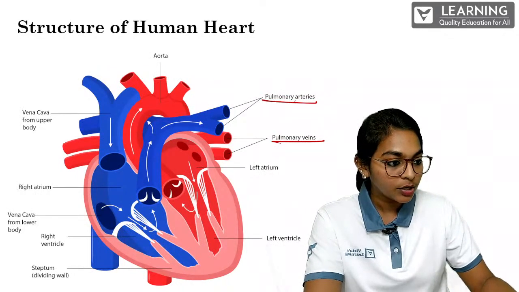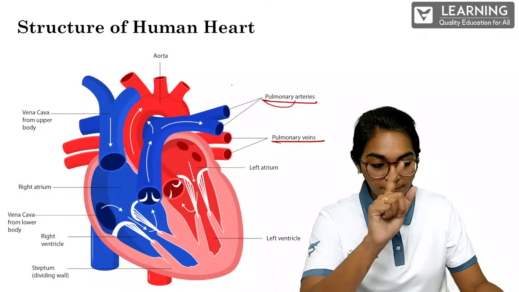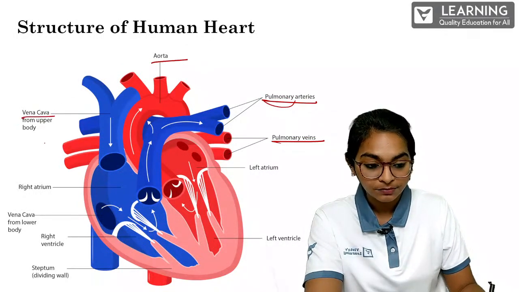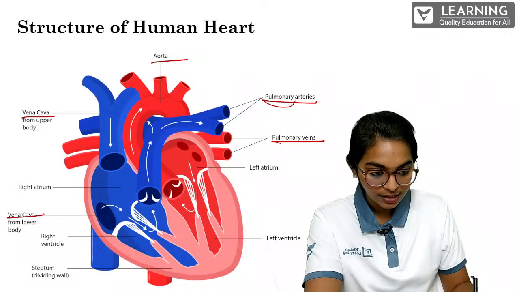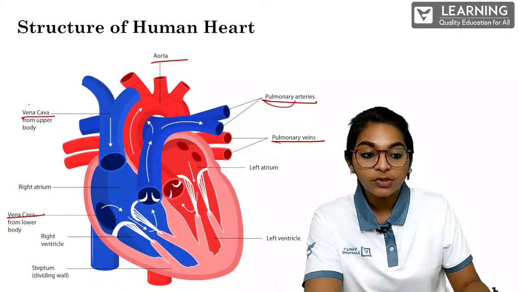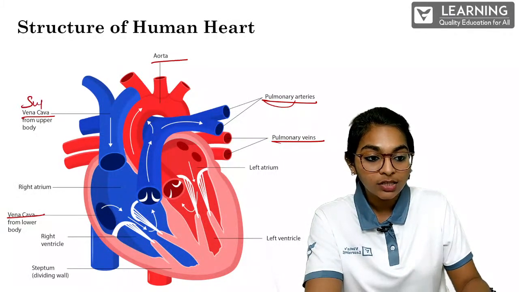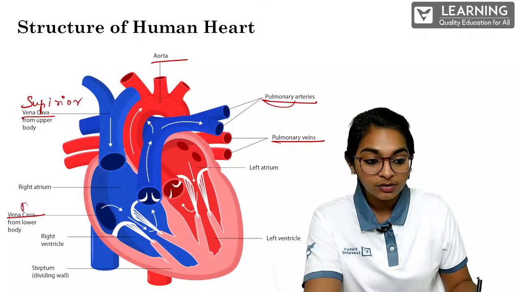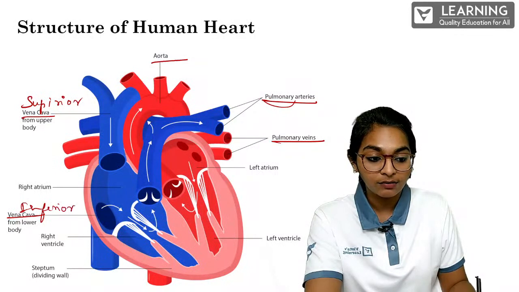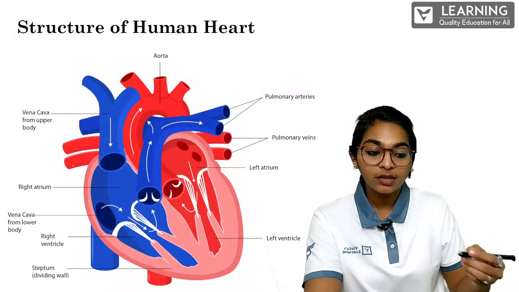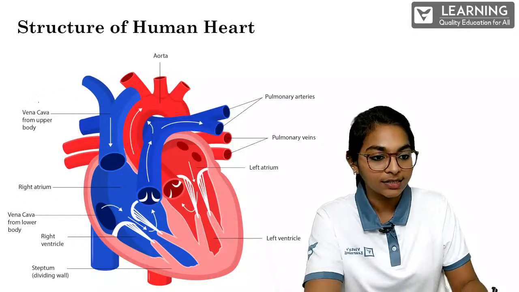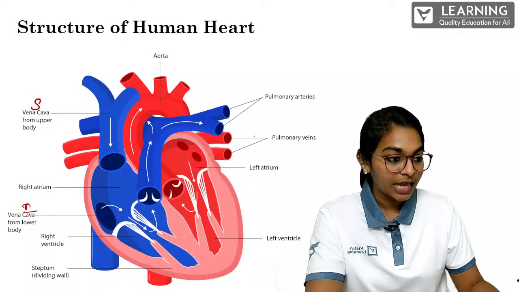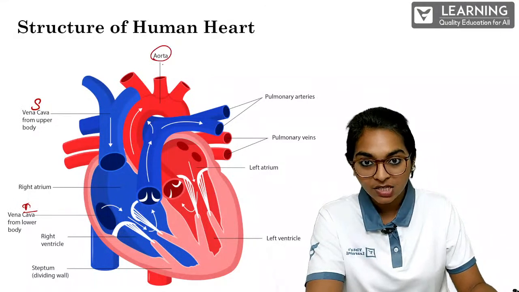When we are talking about this, I'll come back. Then you have the aorta and the vena cava. Here also you have the vena cava. When it is from the upper side of the body, it is the superior vena cava, and here it is the inferior vena cava. I'll write it again: superior vena cava, inferior vena cava, and the aorta, a major artery.